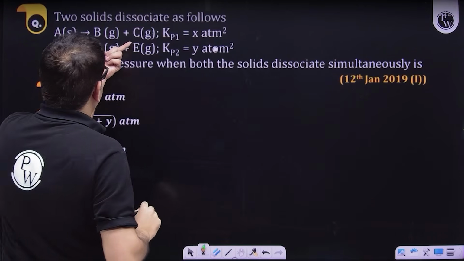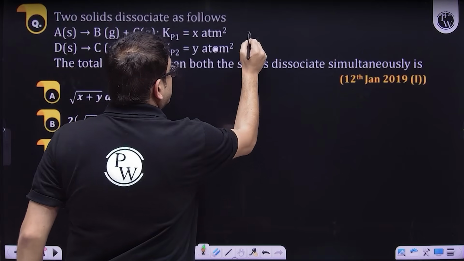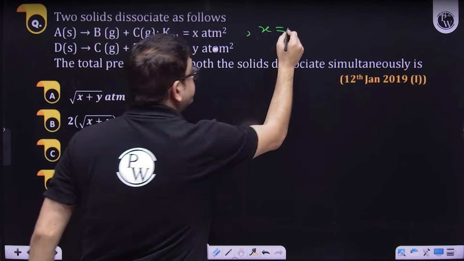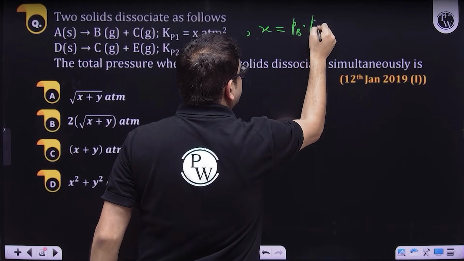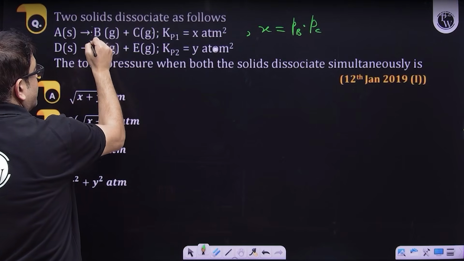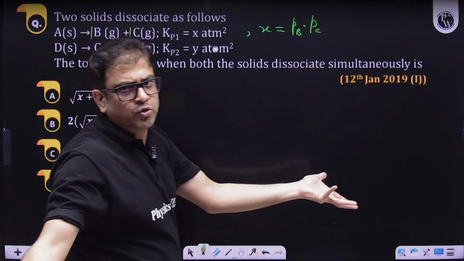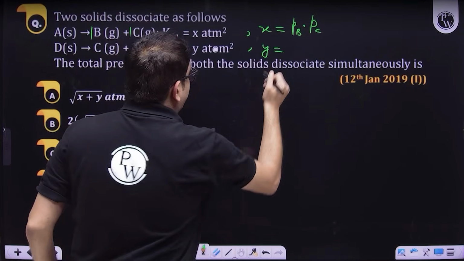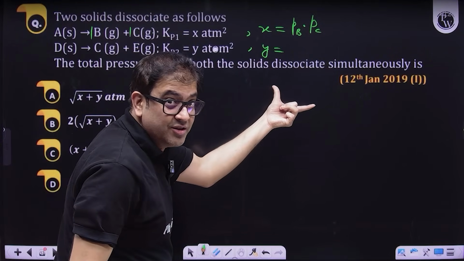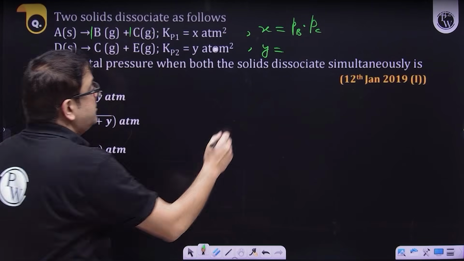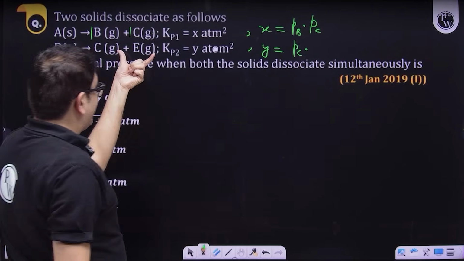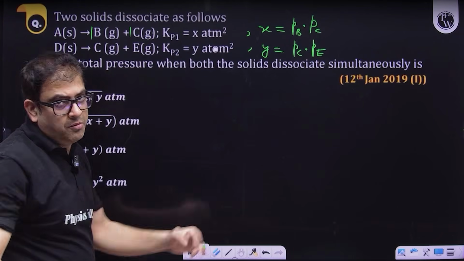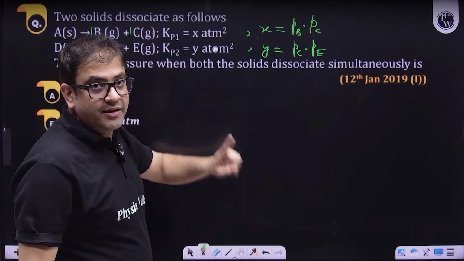How will you write K for the first reaction? So K of this reaction, which is given to be X, will be equal to the partial pressure of B at equilibrium into the partial pressure of C at equilibrium raised to the power 1, because the stoichiometry is 1. Sir, solid? Pure solids do not have pressure, so leave them. How can you write Y? Y is the equilibrium constant for this reaction. So the equilibrium constant is equal to the partial pressure of C into the partial pressure of E, upon the solid, which is unity. So these are the two reactions that you have written.